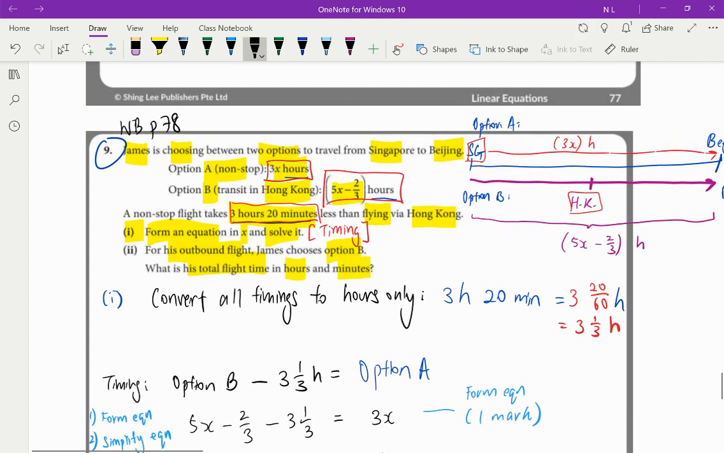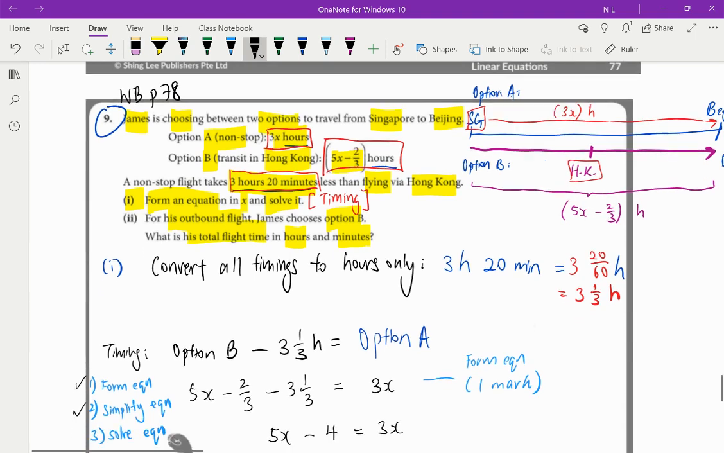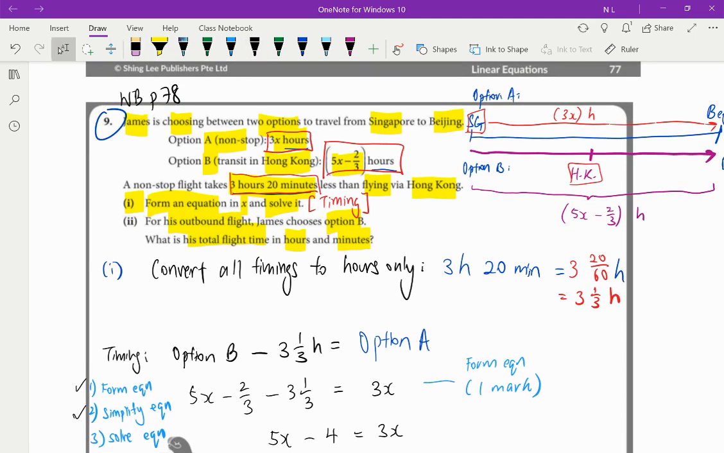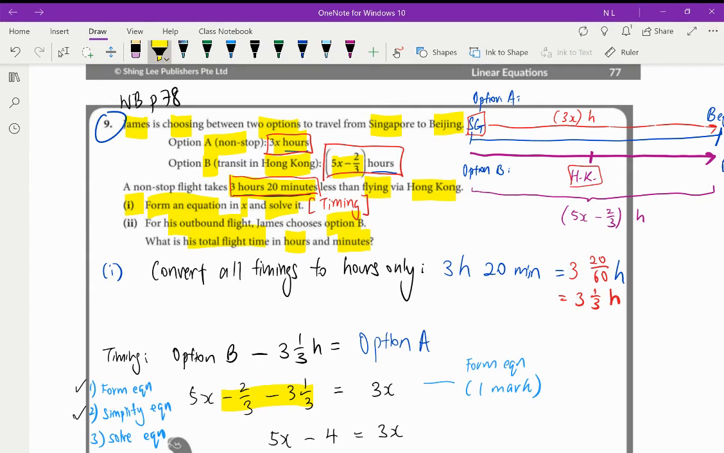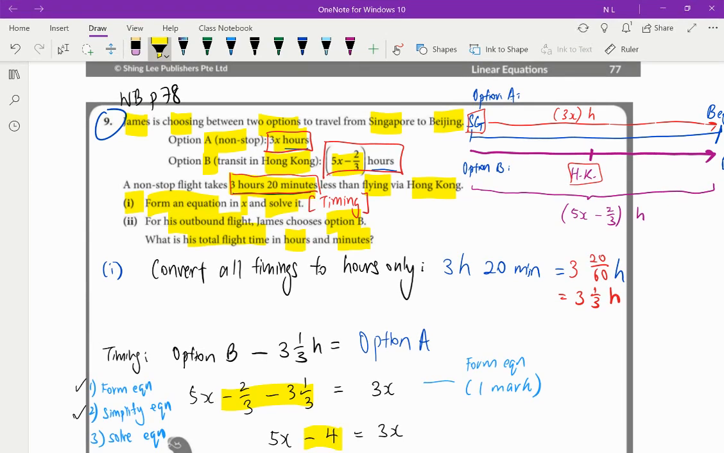The next step will be to simplify the equation. After you form the equation, you need to simplify it. So minus 2/3 and minus 3 and 1/3, these are the like terms. When you simplify them, it will be minus 4. So now I can get the equation 5x minus 4 equals 3x.